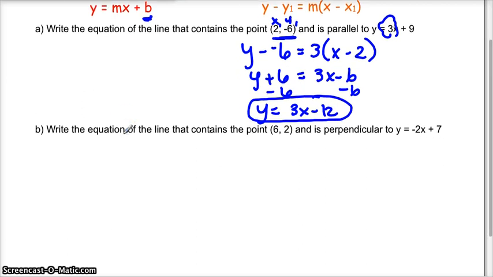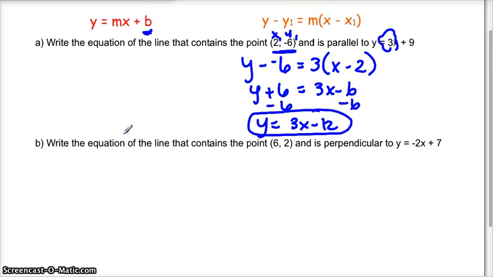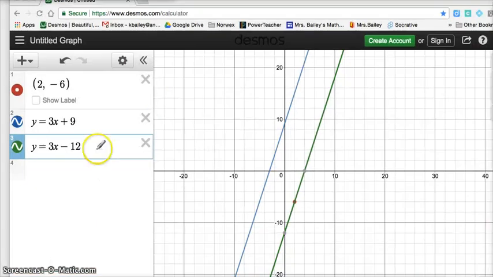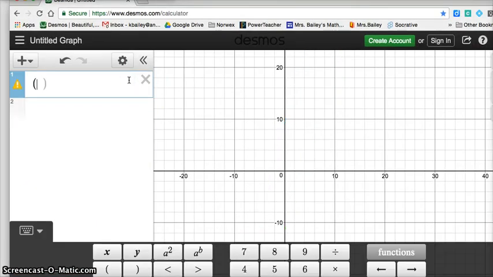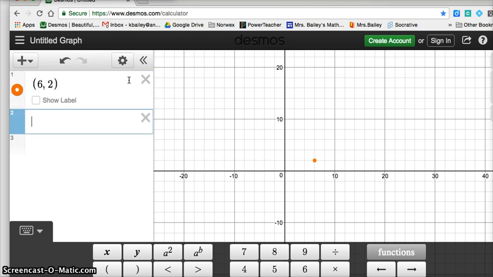All right, so let's try this next option here. It says write the equation of the line that contains the point 6, 2 and is perpendicular to y equals -2x plus 7. So let's just get a quick visual. In this problem, the point that we need to go through is 6, 2. And the line we need to be, in this case, perpendicular to. All right, so I need to make a new line, and it needs to go perpendicular to the purple, but it has to go through the orange.